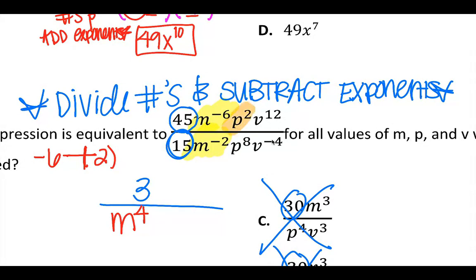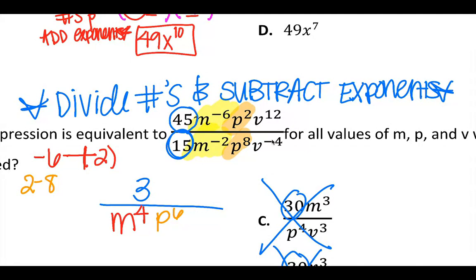I'm moving on to my p squared and p to the 8th. Again, I am subtracting. 2 minus 8 gives me -6. So it's p to the -6. Again, if I can put it here, but that's not proper, I got to move it down to the bottom, and that changes to a positive. So p to the 6th power.